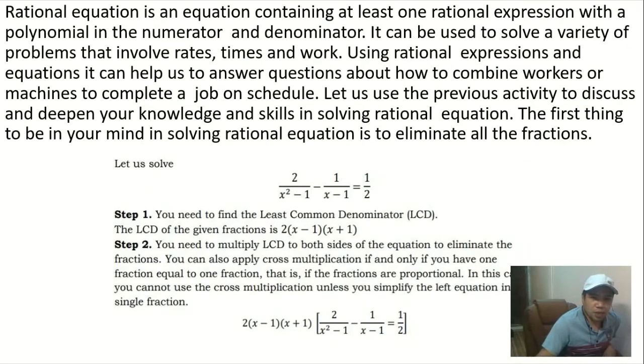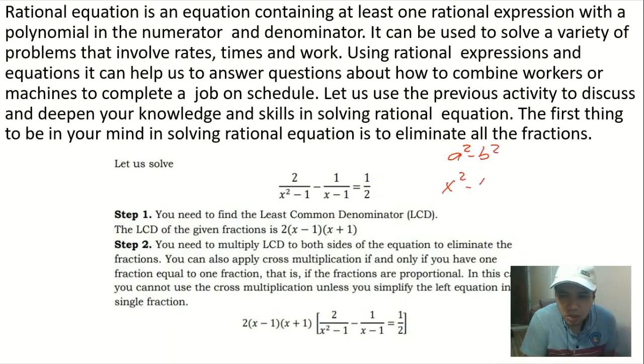So, example. Ito yung example doon sa una. 2 all over x squared minus 1 minus 1 over x minus 1 is equals to 1 over 2. This time, kulang yung factor. So, x squared minus 1 is still in form of a squared minus b squared. It happened na x squared minus 1 squared. So, pag si 1, in-square mo, 1 pa rin. That's why, ang factor nito is x plus 1 times x minus 1.